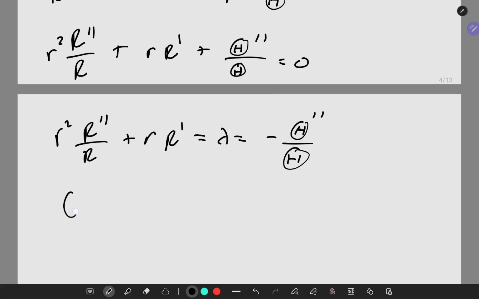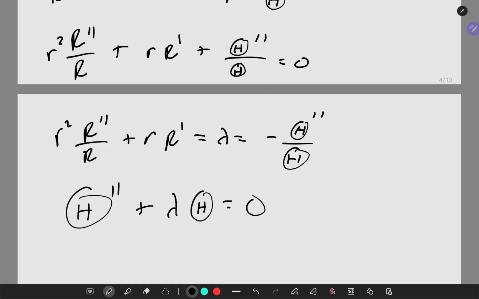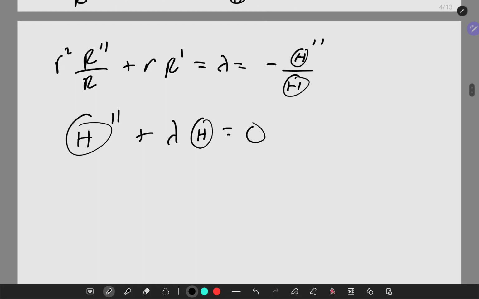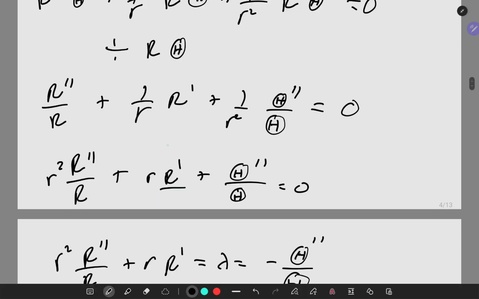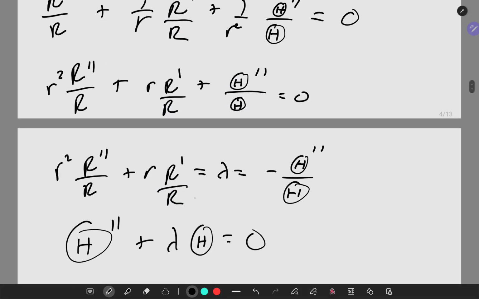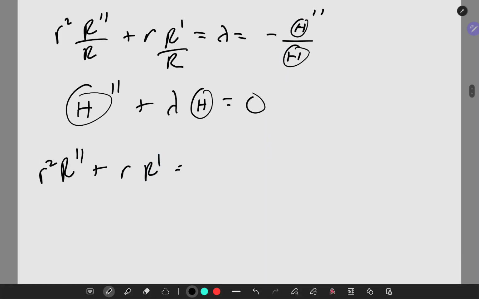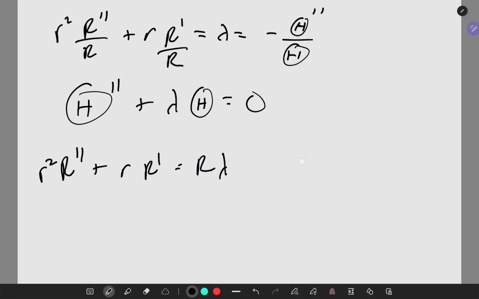So this one would be Theta double prime. We add it over, then multiply the lambda by Theta. That's one equation. And we're also going to have, multiply everything by R, so r squared R double prime plus r R prime. Oh, wait a minute. When I divided by R, I forgot to include this. I was going to say, plus r R prime is equal to R lambda.